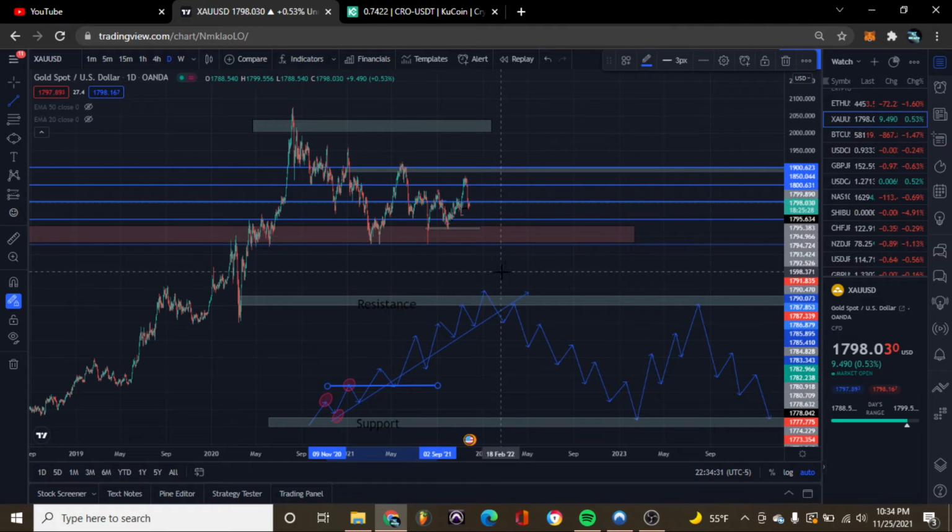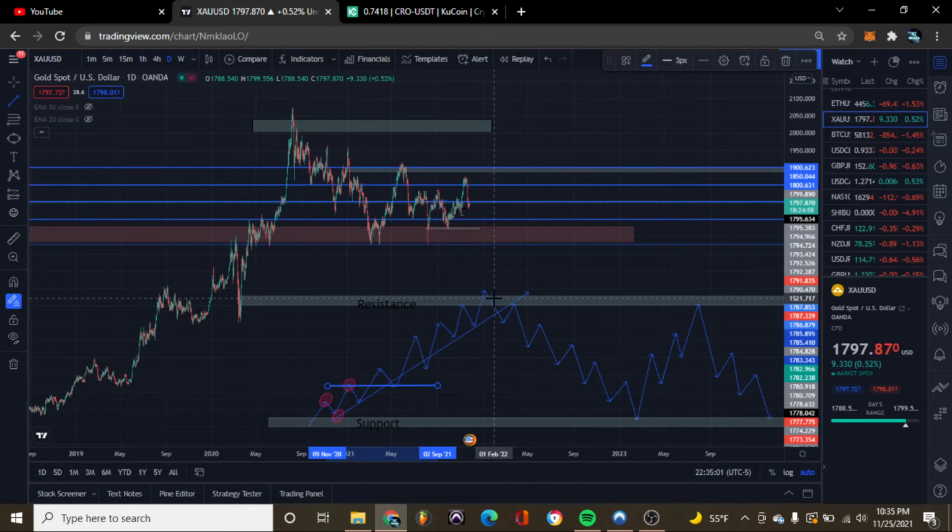If it breaks this resistance level, passes it, comes down and tests it, and then rejects it and starts to go back up, this resistance level turns into support. So at one point in time, this support level used to be resistance, but price broke out of it, retested it, and it turned into support for an uptrend.